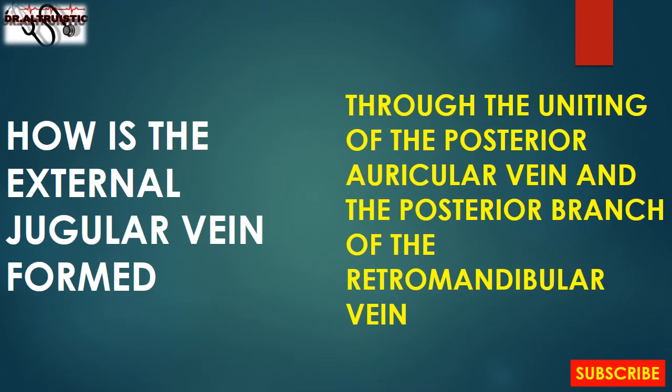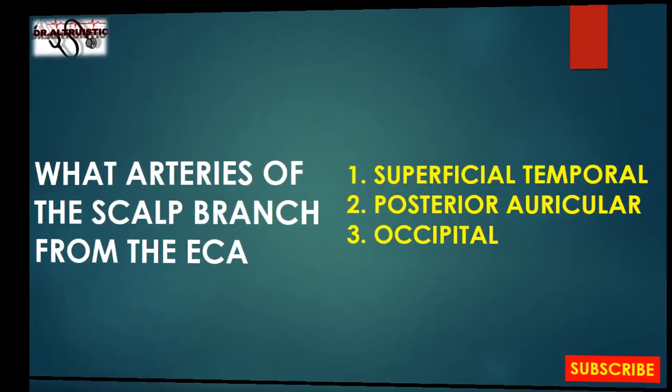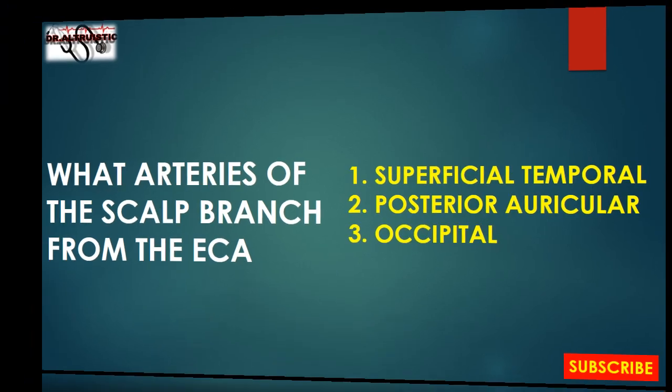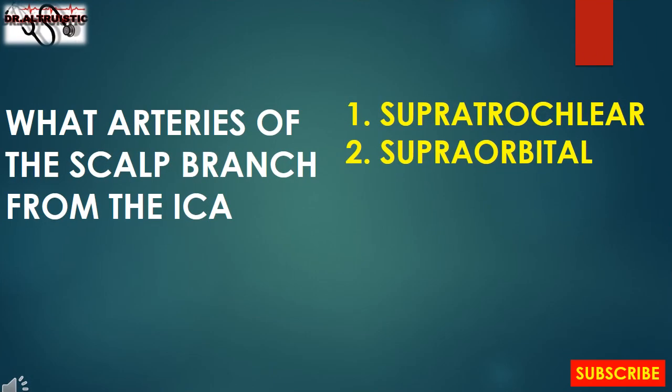How is the external jugular vein formed? Through the uniting of the posterior auricular vein and the posterior branch of the retromandibular vein. What arteries of the scalp branch from the ECA? 1. Superficial temporal. 2. Posterior auricular. 3. Occipital. What arteries of the scalp branch from the ICA? 1. Supratrochlear. 2. Supraorbital.